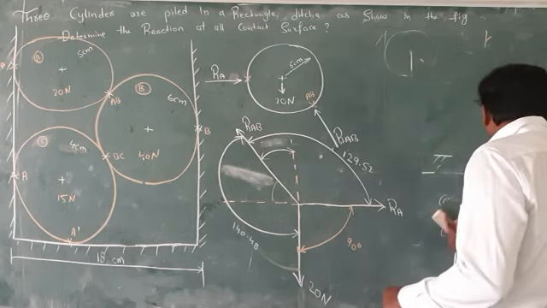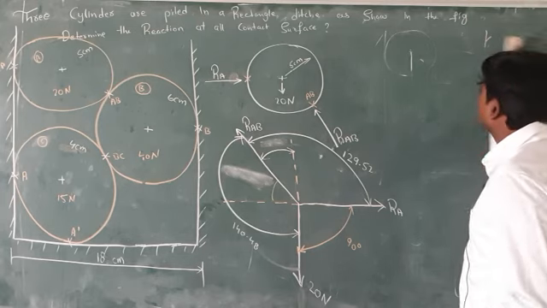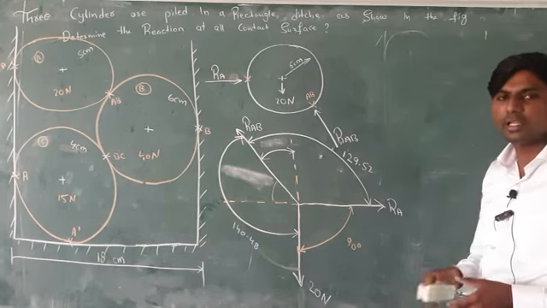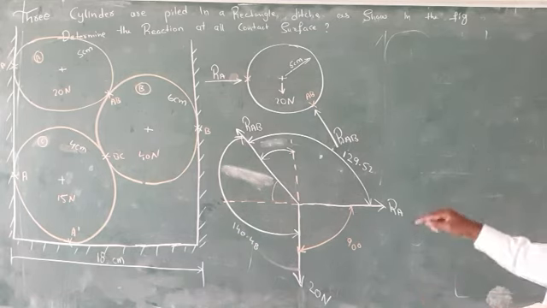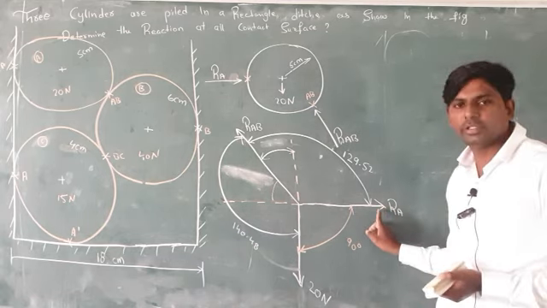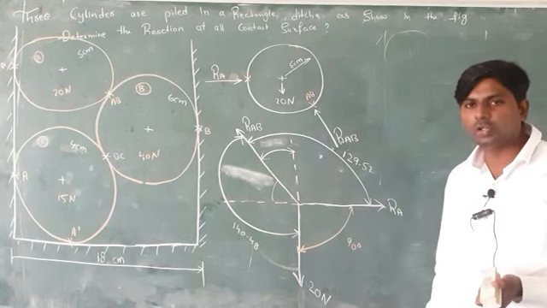Here I can go for Lamy's theorem. Whenever three forces are there, you can go for Lamy's theorem. In Lamy's theorem, what you have to do? First, you have to draw how many forces are there. 3 forces. See, this is the one force RA. This one is the second force RAB, and here the 20 kilonewton is there.